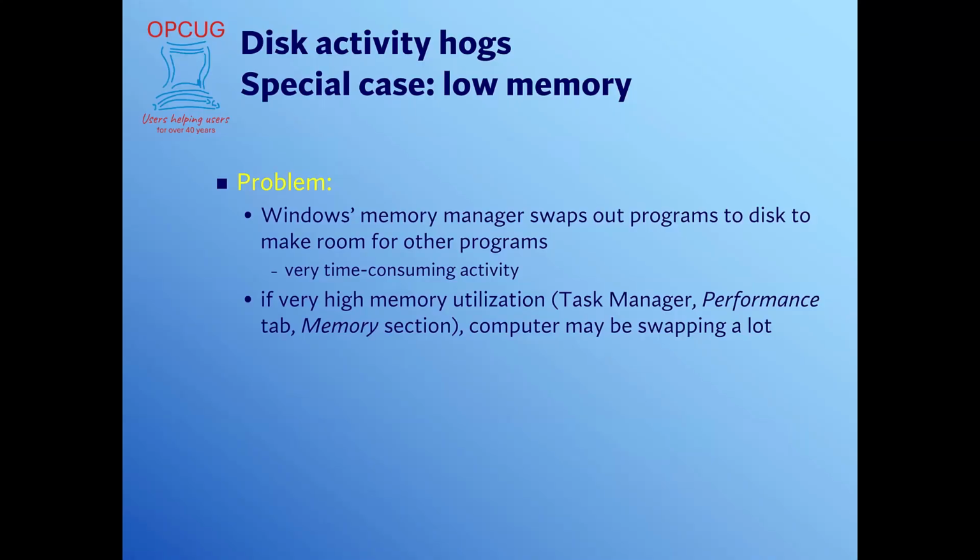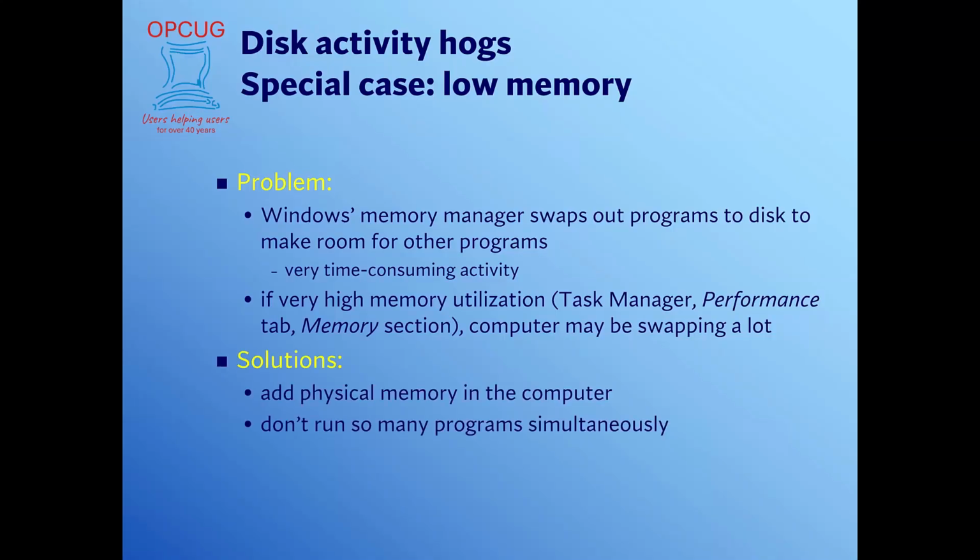At some point, you're going to be running up against the amount of physical RAM in your computer. And what happens at that point is the memory manager swaps out least recently used programs to disk to make room for other programs or programs that are asking for additional RAM. That swapping out to disk is really, really time consuming. So the special case here is if you have very high memory utilization, your computer might be swapping out a lot. The solution at that point really is to get more physical RAM in your computer or don't run so many programs simultaneously, so the memory manager doesn't have to do that swapping.